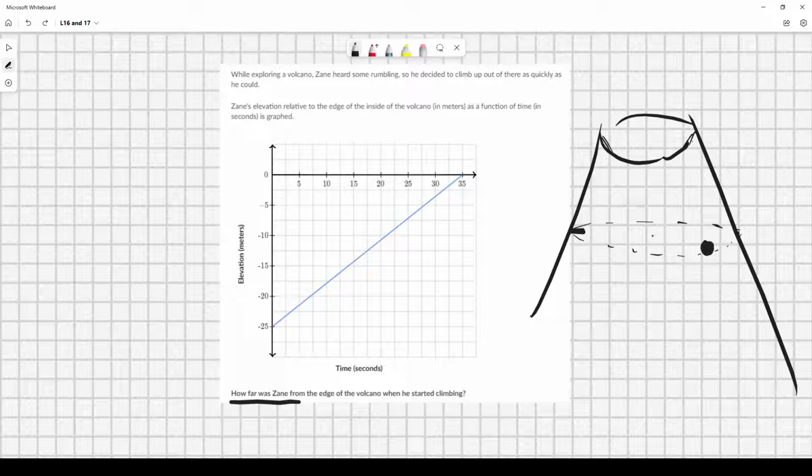Imagine Zane is over here. He's just climbing straight up to the edge. But because it took time, that's why on the graph it looks like it's diagonal. But anyway, that doesn't really matter as long as you know that the elevation is related to the time. So the first question is, how far was Zane from the edge of the volcano? The edge is at 0. When he started climbing. So I underlined the two important things here.